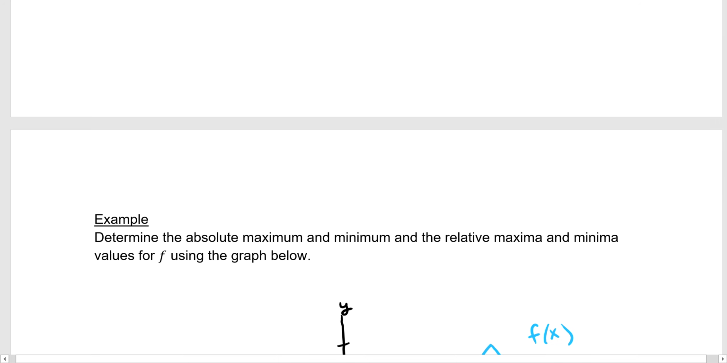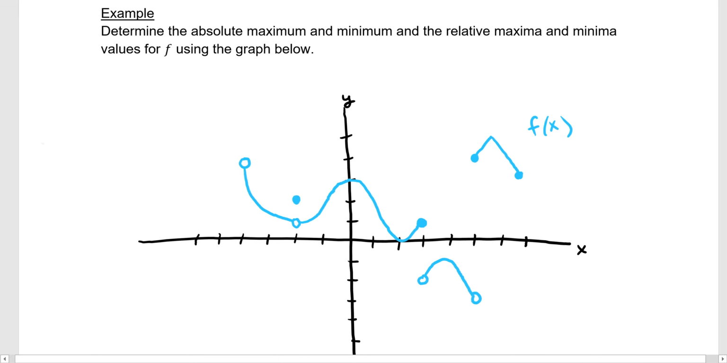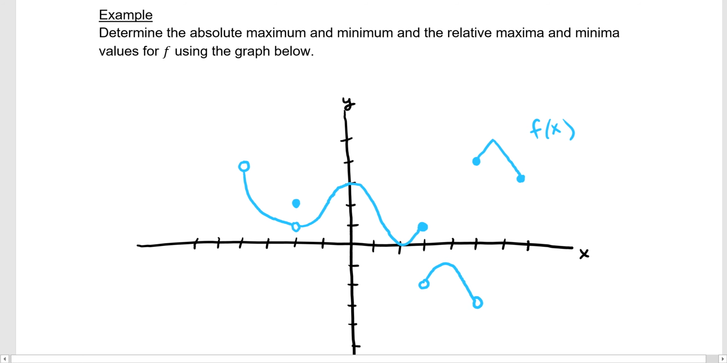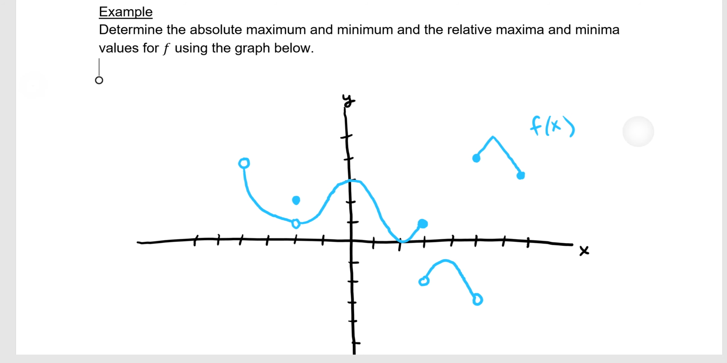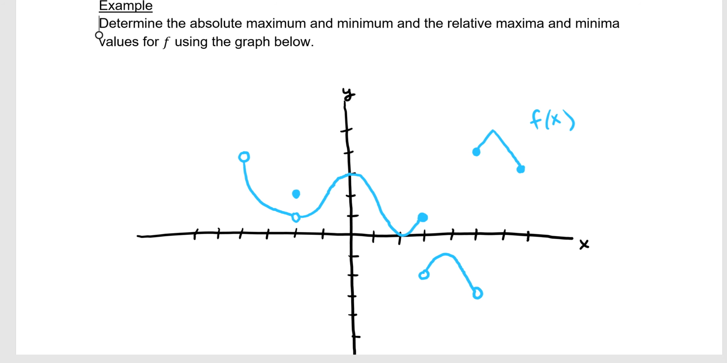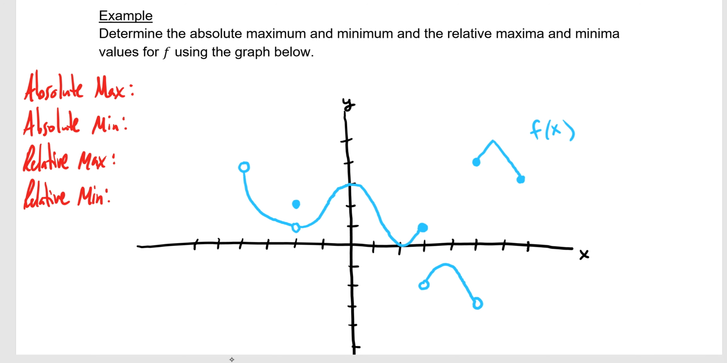All right, so on to another example, and this one can get a little bit tricky. Where we're given this graph, we can see that there's jumps here, there's holes, and let's figure out the relative max and min and the absolute max and min once again. Okay, so maybe let's start with the absolute max. It doesn't matter where we start, let's just start with the absolute max.